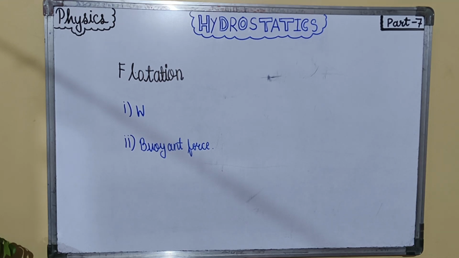Some special features of floating body. Now, floating body is a weightless body. The weight acting downwards is neutralized by the buoyant force acting upwards. So, a floating body is a weightless body. So, we can also say that the apparent weight of the floating body is zero. Real weight is the weight of the body in air. Apparent weight is the weight of the body in fluid.